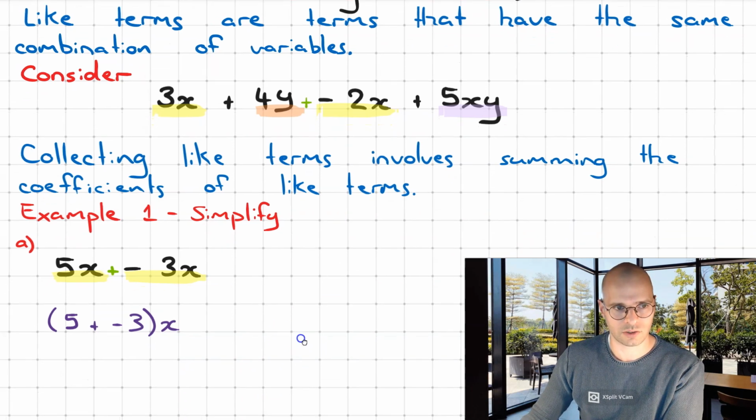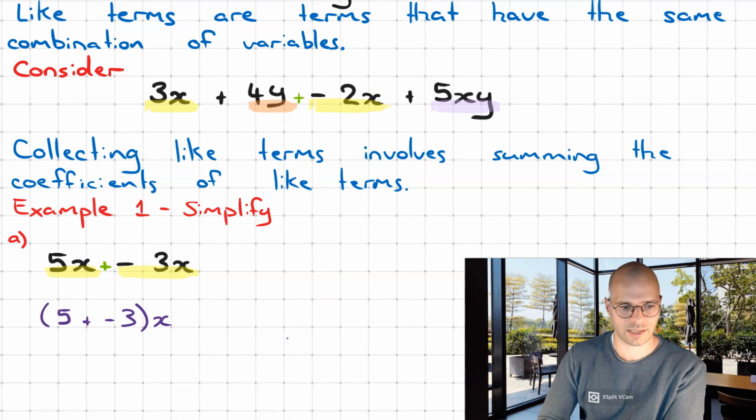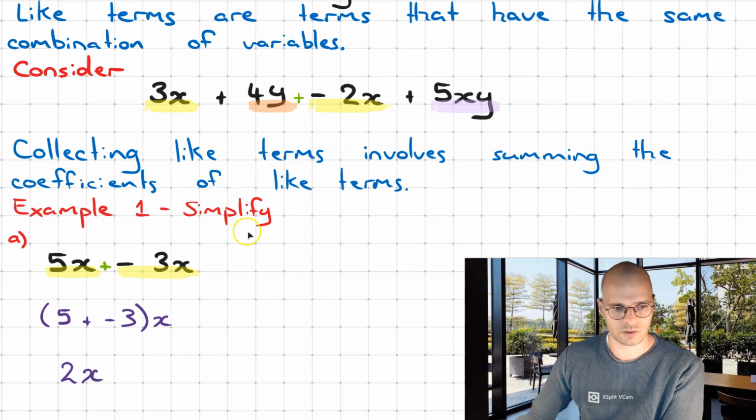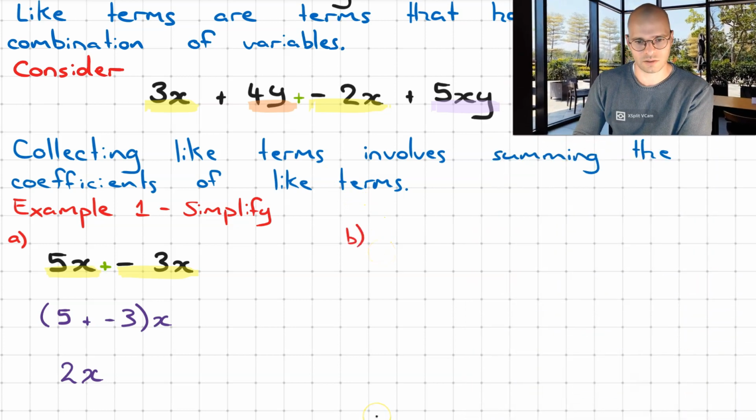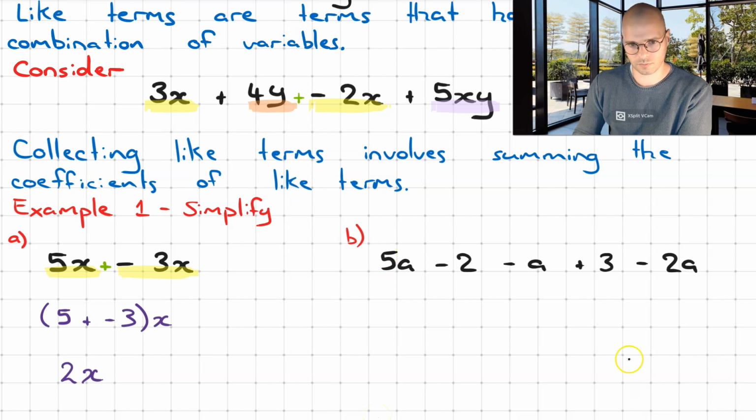Now I'm going to collect like terms. This will involve just summing. So 5 plus minus 3 is the same as saying 5 take 3, which is the same as saying 2, and we're associated with x. So 5x take 3x can be simplified down to 2x using the collecting like terms method. Alright, let's go to B. For B, we're going to have 5a take 2, take a, plus 3, minus 2a.